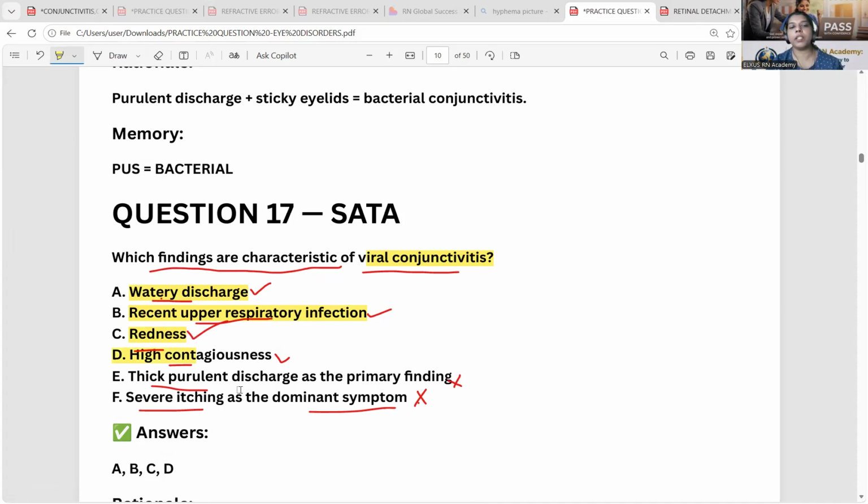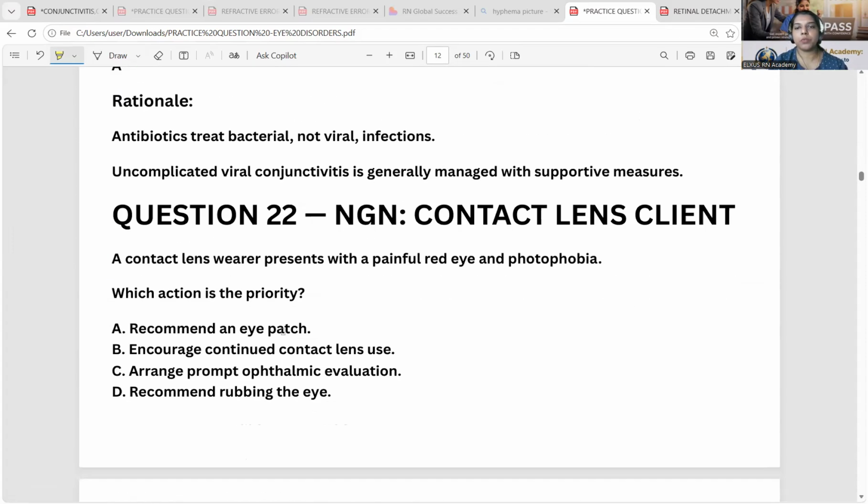Okay, so purulent discharge is seen in bacterial conjunctivitis. Severe itching is not a dominant symptom in the viral type. So the last two options are eliminated and we can take the answers A, B, C and D.